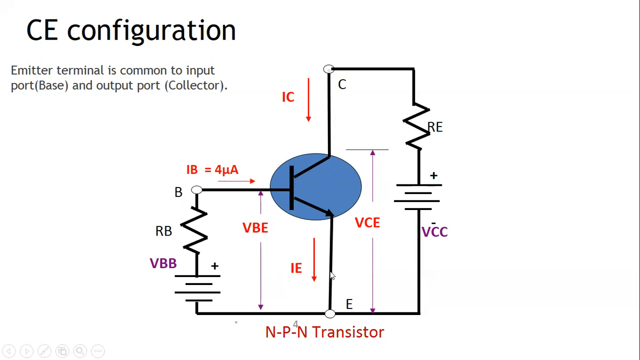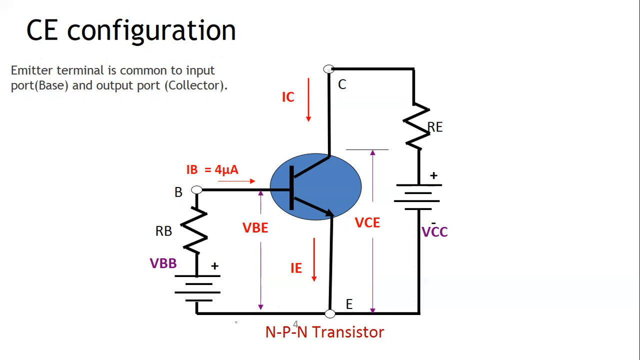Towards the emitter, there is going to be the emitter current, and at the input, the base current. So the output is the collector current IC, and the input is the base current IB. Both the output circuit and the input circuit have a common terminal of this transistor, that is the emitter terminal. That's why this configuration is called the common emitter configuration.